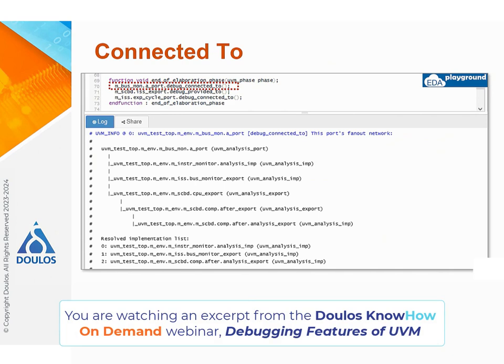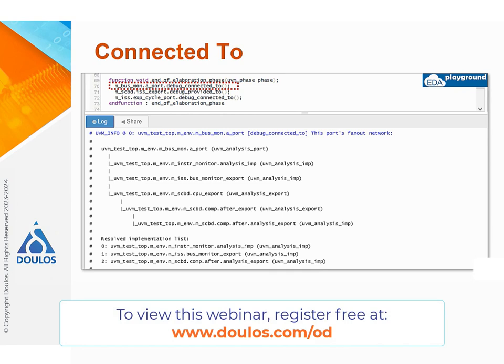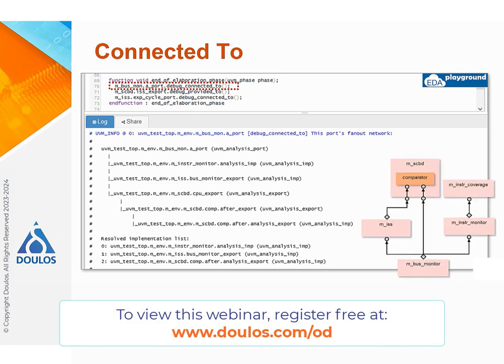Here we're using the debug connected to method on the analysis port of our bus monitor, and you can see it prints out two things. It prints out a hierarchical view of what the connections look like, as well as at the bottom a list of the three things that are connected to it. If we take a look at a diagram of our test bench, this indeed represents what we have.